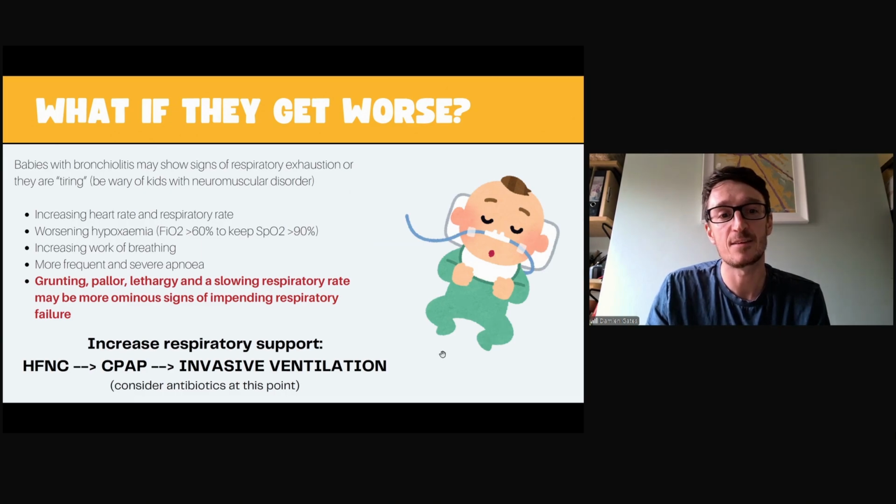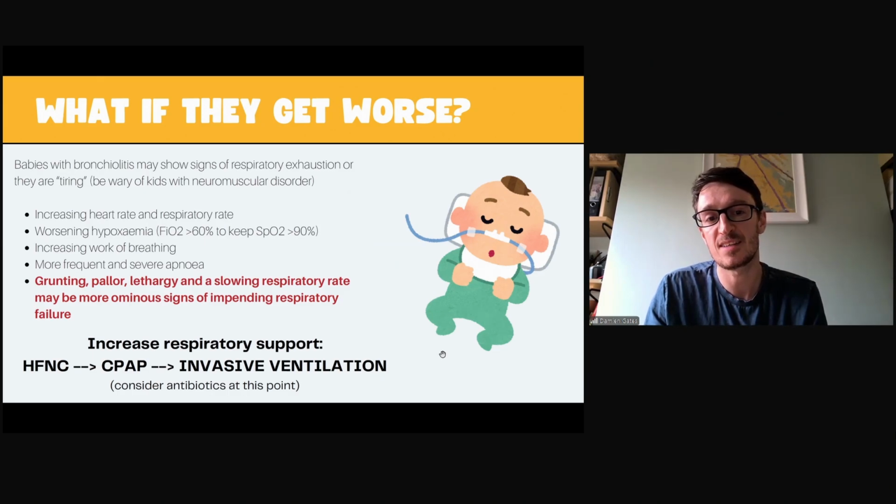If you've got increasing work of breathing, if you've got more frequent and severe apneas, so small pauses of breathing in small babies especially, may be a feature and not necessarily a reason to go to ICU or escalate care. You might just need to give them a bit of a nudge now and again or a bit of a poke. But if these are becoming more severe, more frequent, if they're associated with profound desaturation or bradycardia, that's probably an indication to intervene or increase their support.